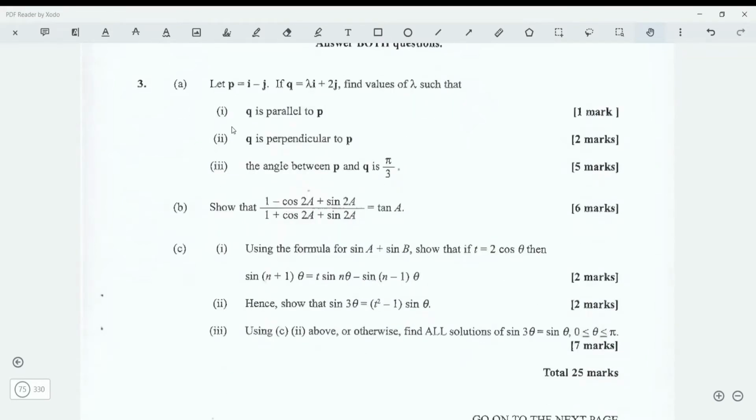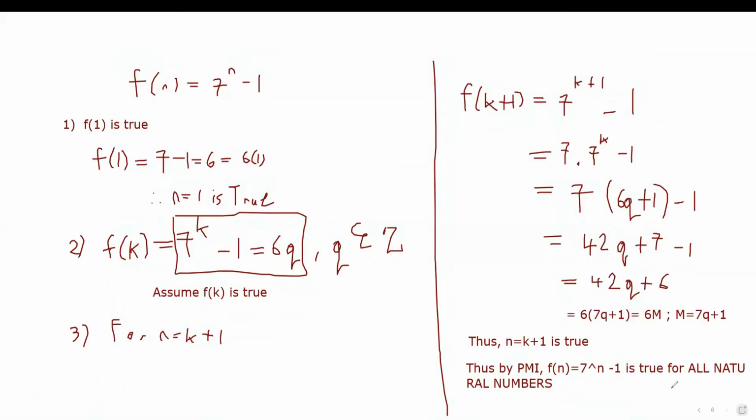2008 paper. All right, now this says P is equal to I minus J and Q is equal to lambda I plus 2J. Find the values of lambda such that Q is parallel to P. Now, Marika, what you have to remember is if two vectors are parallel, then they never intersect. That means the angle between them is 0. So if P looks like this, then Q looks like this. That's the only way two lines are parallel, if they have the same gradient. But if they're parallel, there's no angle between them. There's no angle because they never intersect. So that's what we're going to use to find this now.